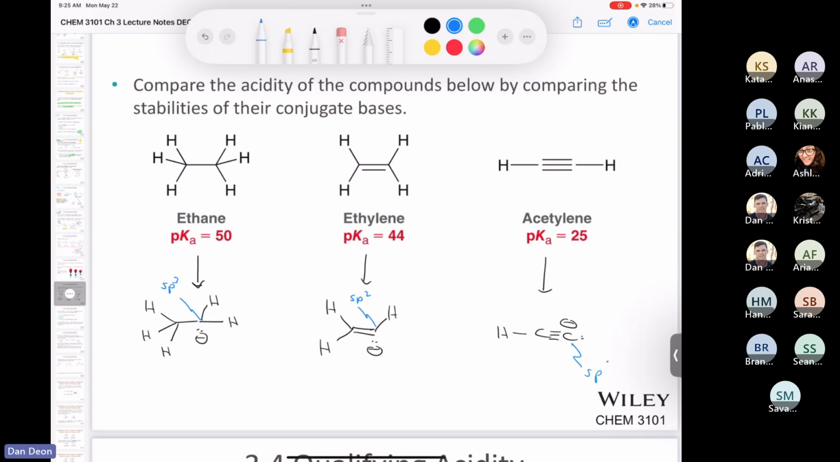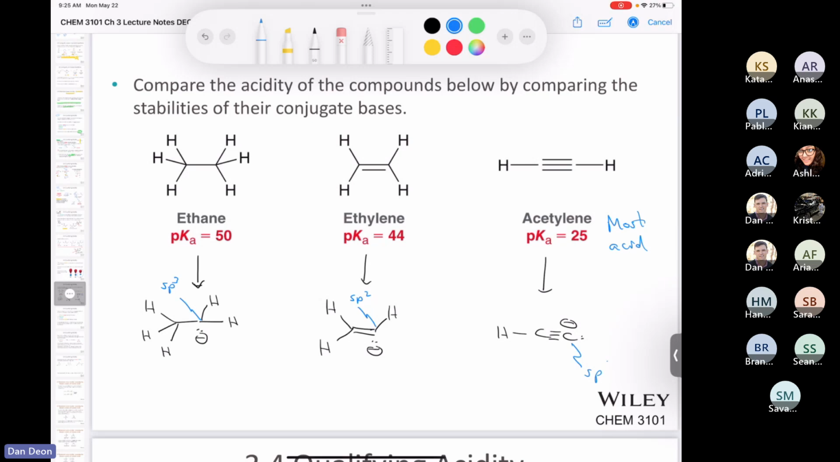So the reason why acetylene is the most acidic is because the negative charge that results when you form the conjugate base is going to be closer to the nucleus than the negative charge on the conjugate base of ethylene or ethane.